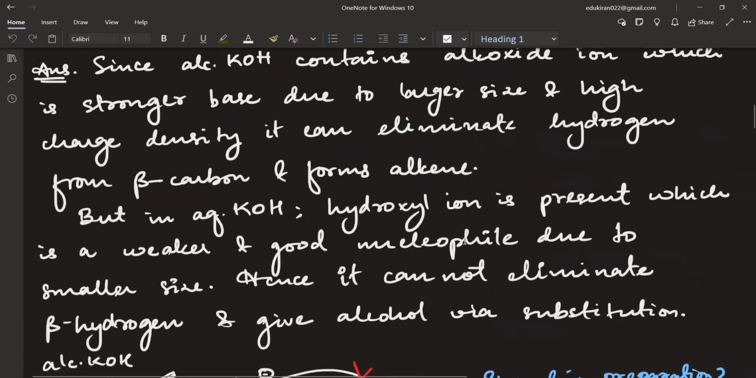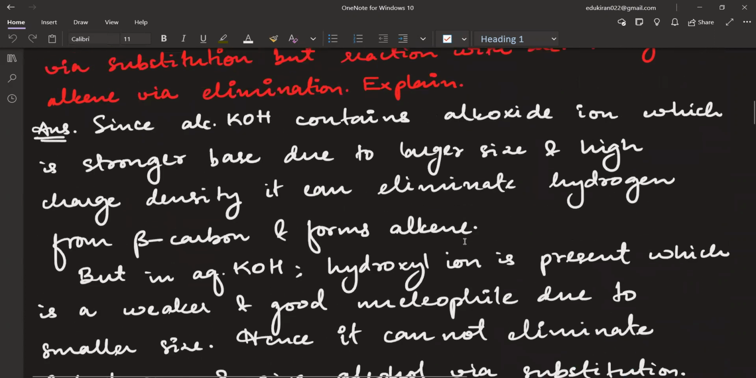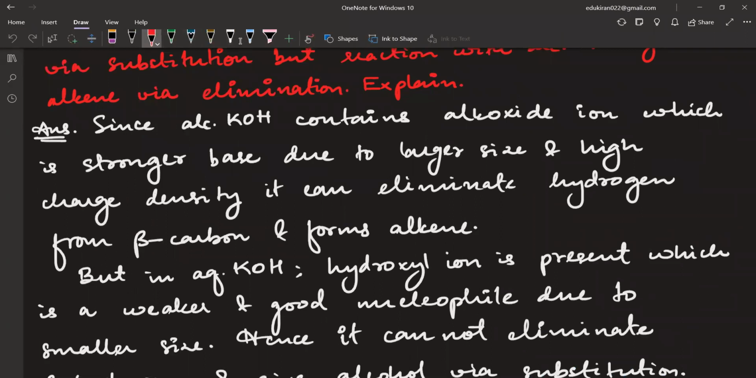What is the crux of it? Also, you have to see which words are important here. In the question, obviously, they're not going to give you that it happens via substitution and via elimination. So these are the 2 words that you have to mention. Since alcoholic KOH contains alkoxide ion, this is important, it is a stronger base, due to larger size and high electron density.